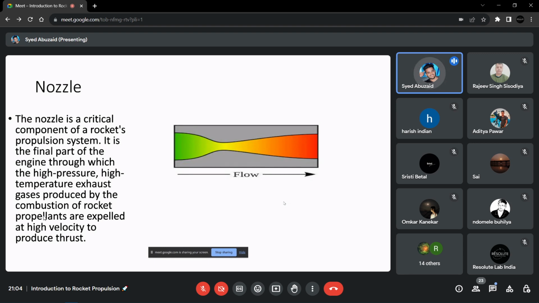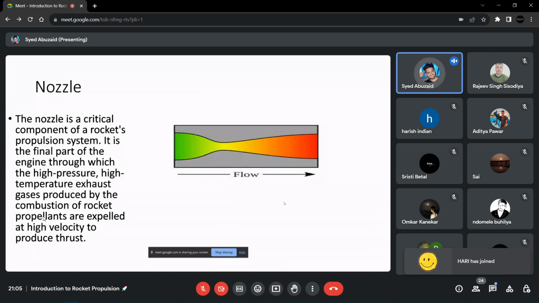So the nozzle is a critical component of rockets. Basically, it is the main part of rocketry, responsible for producing thrust. It is the final part of the engine through which the high pressure, high temperature exhaust gases produced by the combustion of the rocket propellants are expelled at very high velocity to produce thrust.